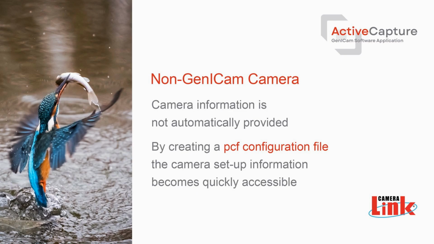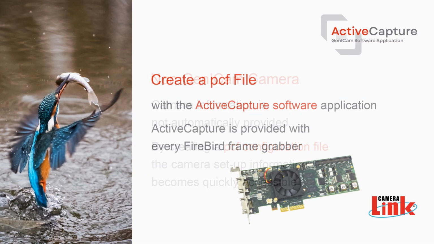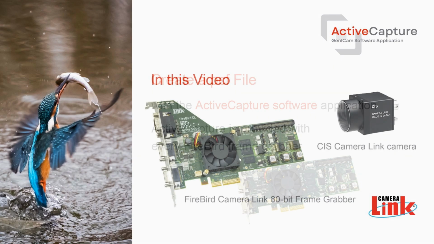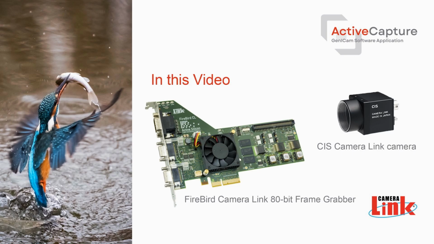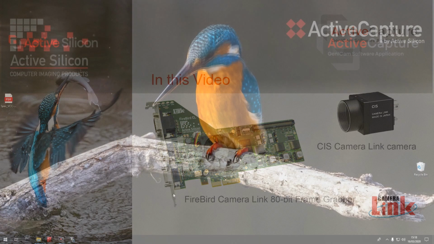This information is not automatically provided when using a non-GenICam camera. By creating a PCF configuration file, the camera setup information becomes quickly accessible whenever needed. An optional trigger setup can also be included. In this tutorial, we show how to easily create a PCF file with the help of ActiveSilicon's ActiveCapture software application. ActiveCapture is provided with every FireBird frame grabber. For the example in this video, we use a CIS Camera Link camera in combination with a FireBird frame grabber.